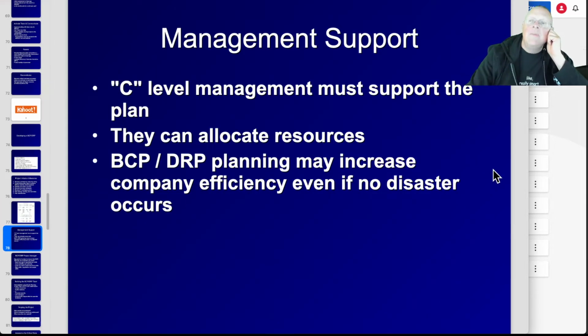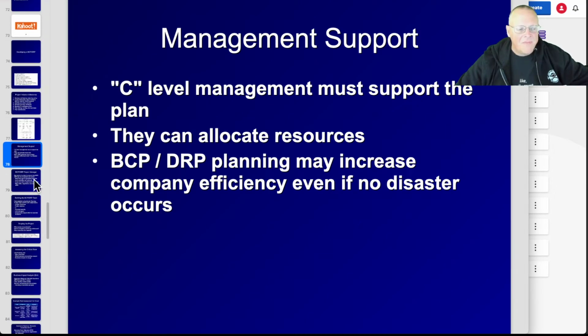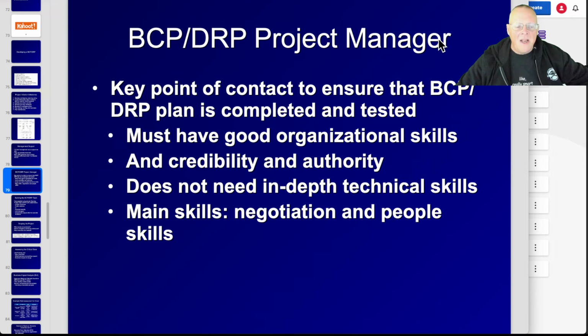C-level management must support it. Like everything you do in security, you can't really do anything significant to improve security without support from upper management, where you have the authority to allocate resources to this activity. And even if you don't have a disaster, the planning may increase your company efficiency because of the business impact analysis, where you correctly prioritize things. So you've got a project manager who does not need to be highly technical, but the main skill is to have negotiation and people skills to make sure that the plan is completed and tested.